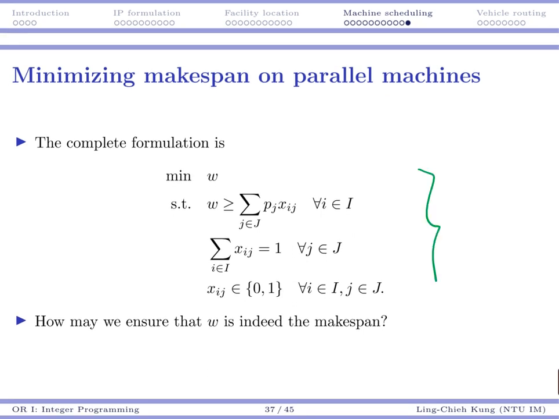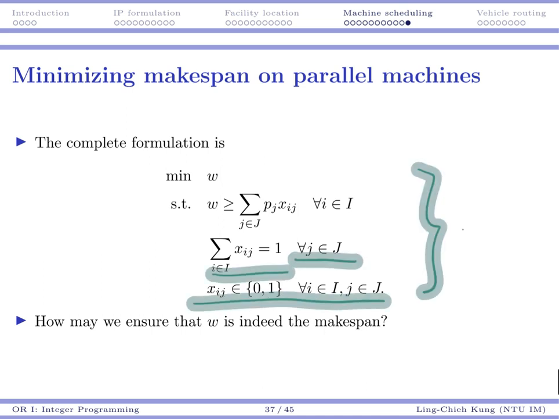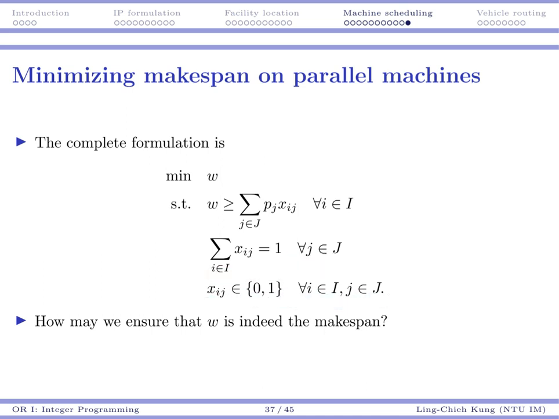Now let's collect everything. We want to minimize our Makespan. For Makespan, it satisfies this condition: it is greater than or equal to the machine completion time for each machine. Also, each job must be assigned to exactly one machine. And finally, these variables are binary. So we are pretty much done with this formulation. The only question that remains is how we can ensure that W is indeed the Makespan.